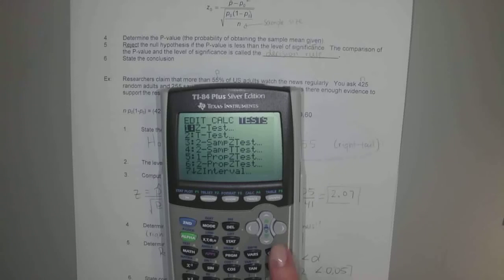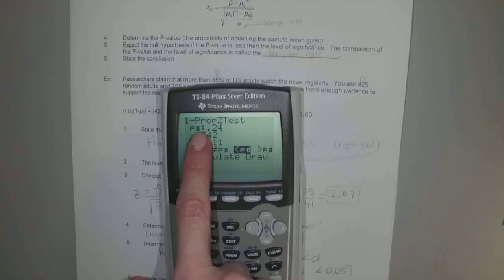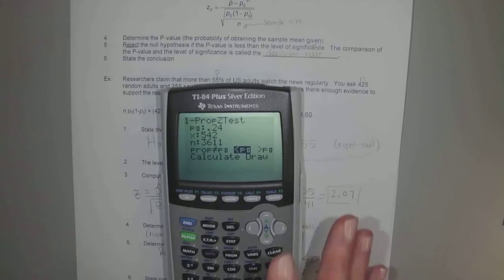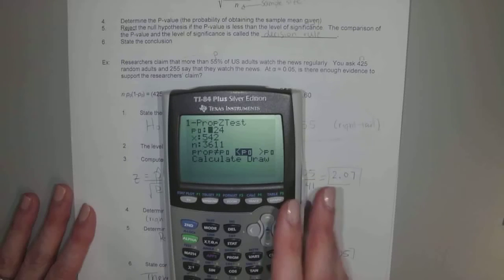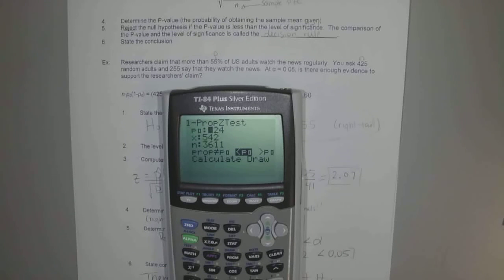So whenever we're dealing with a proportion, it's always a 1 prop z, okay? For 9.1, it was a 1 prop z interval. For 10.2, it's a 1 prop z test, all right? So what's the supposed proportion? That's what you labeled P naught. So what was the supposed proportion of people that watch the news? 0.55, okay? What was your X?